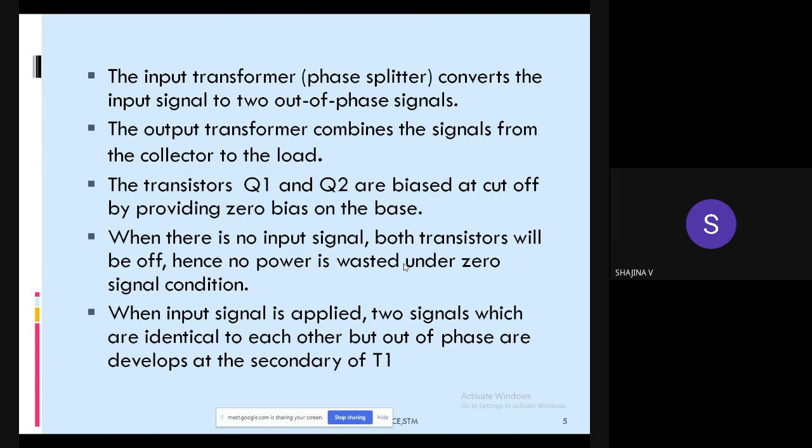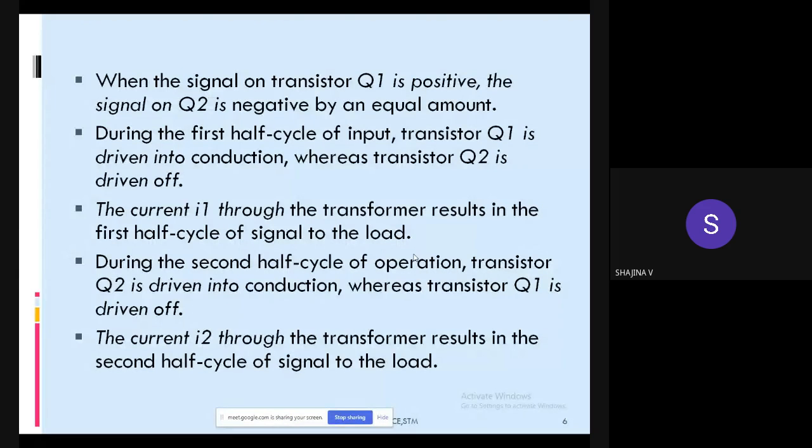Okay. Then when an input signal is applied, 2 signals which are identical to each other but out of phase are developed at the secondary of the transformer 1 or the phase splitter. Okay. When the signal on the transistor Q1 is positive, that is during positive half cycle, the signal on the Q2 is negative by an equal amount.